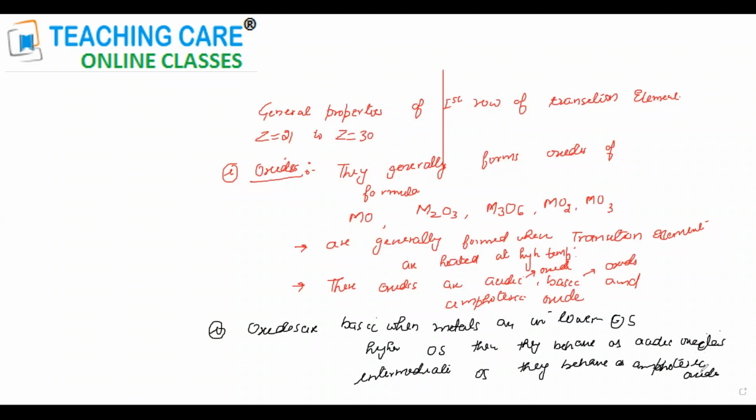Clear? We have to study the general properties of only the first row of transition elements, because in your syllabus only the general properties of the first row, that is from 21 to 30, are given. So we will talk about that only. We do not go deep about that. Check it once again.